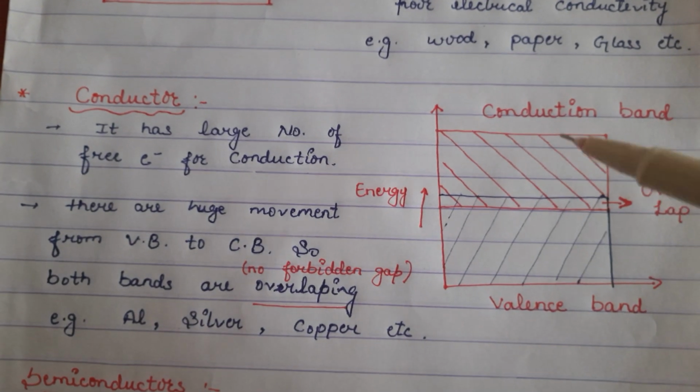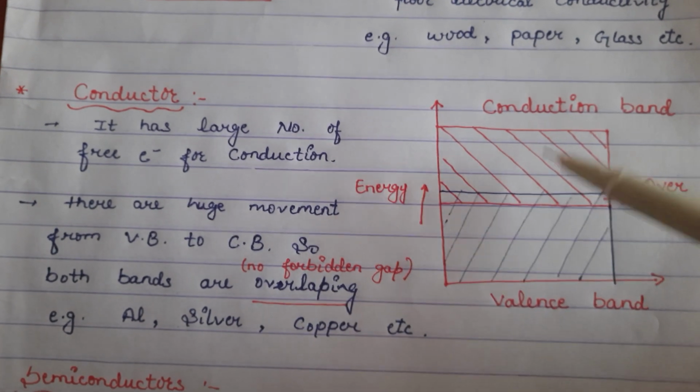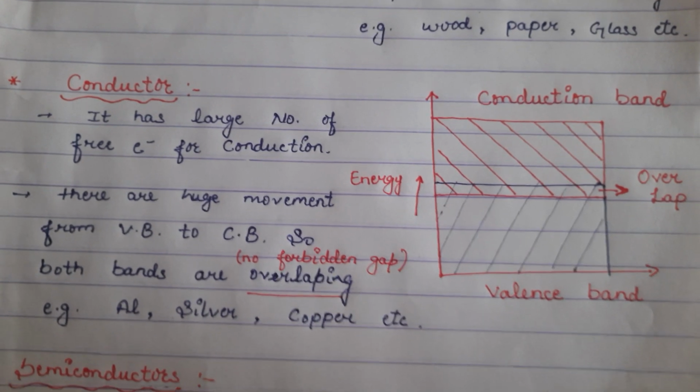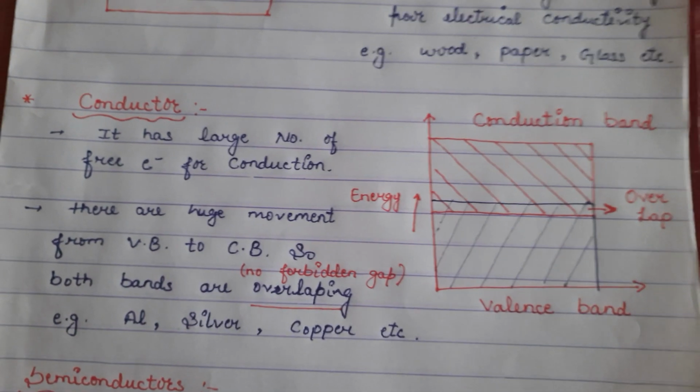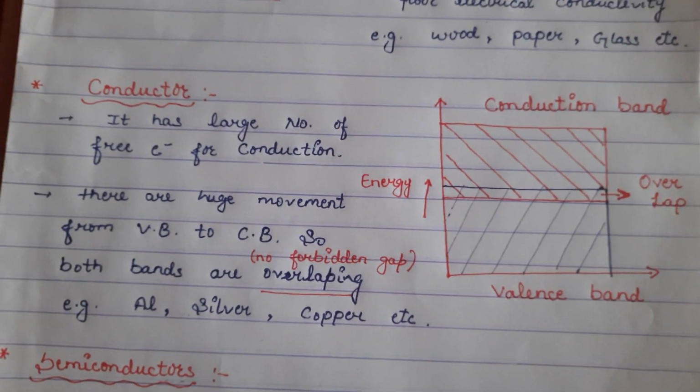So as we see in this diagram, there is a huge movement from the valence band to the conduction band. That's why they overlap with each other. If we talk about examples of conductors, they are aluminium, silver, and copper, to name a few.